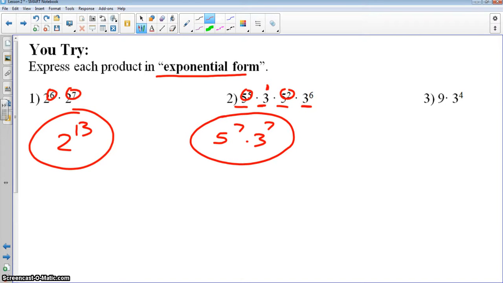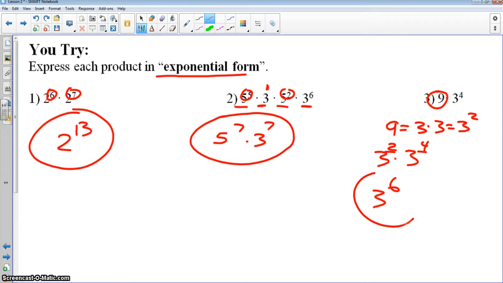Over here, this again was one of those more difficult ones. We're looking at 9. Hopefully you recognize that 9 is 3 times 3, which is 3 squared. So therefore, you really had 3 squared times 3 to the 4th. Now you could just add your exponents, and that would be 3 to the 6th power. There you go. Hopefully you got those answers. If not, rewind and try again.